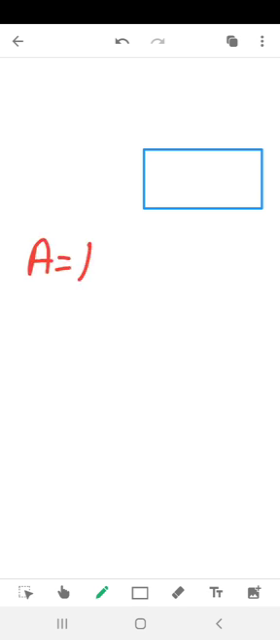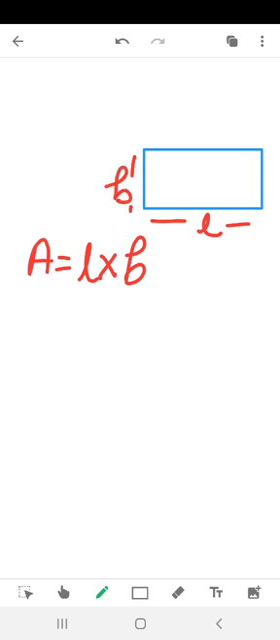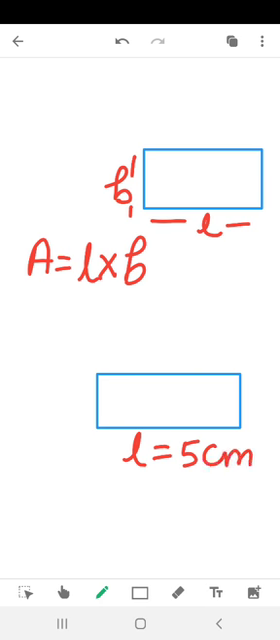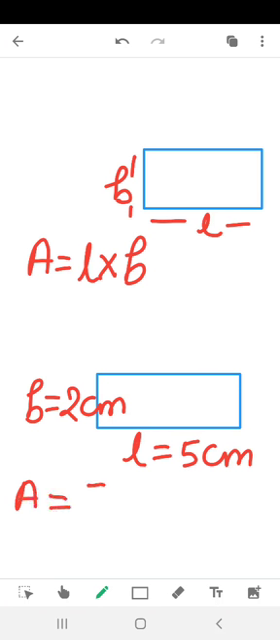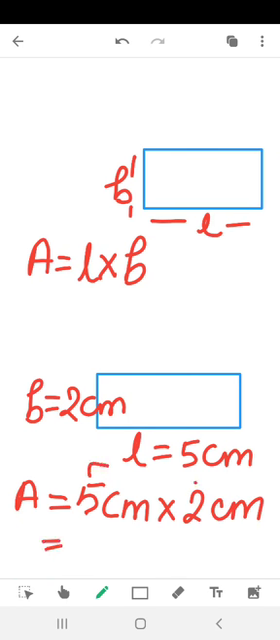Now let us have a look at the different formulas for different shapes. In this video we are going to talk about the area of rectangle and square only. The area of a rectangle is length into breadth. This is the length of the rectangle, this is the breadth of the rectangle. Say I have this rectangle which has length equal to 5 centimeters and breadth equal to 2 centimeters, find out its area. So area is equal to 5 centimeter into 2 centimeter, that gives you 5 into 2, 10 centimeter into centimeter.